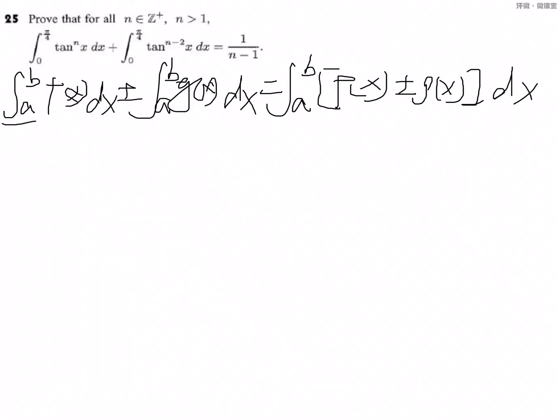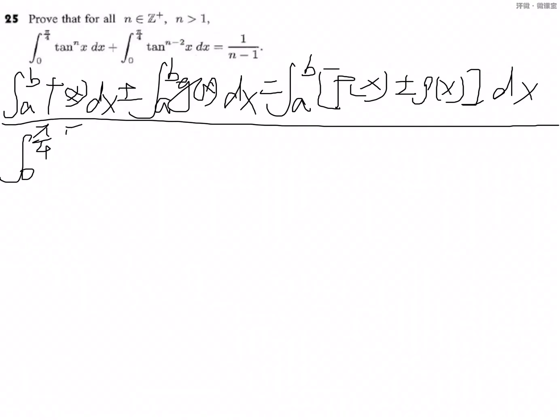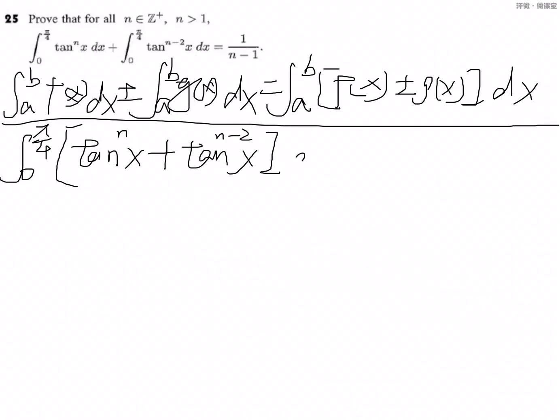So according to this formula, the left side of the original function could be the integral from 0 to pi over 4, combining them: tangent x to the power of n plus tangent x to the power of n minus 2, dx, together. But look at these two terms. They have something in common, right?